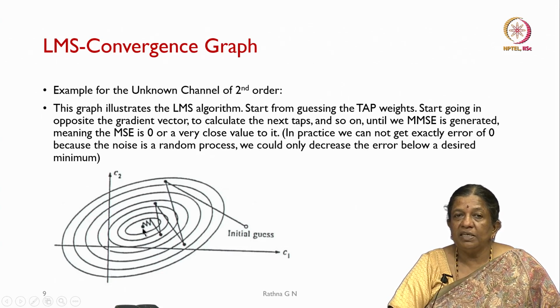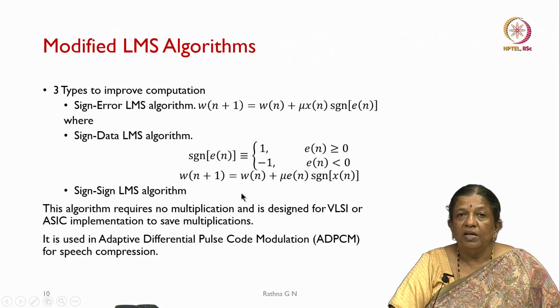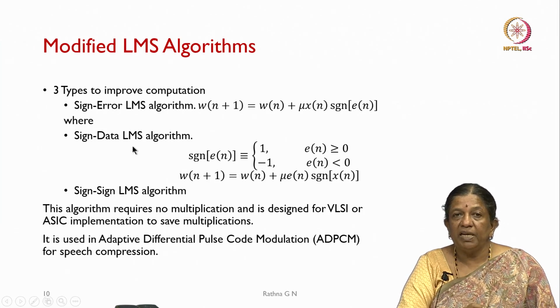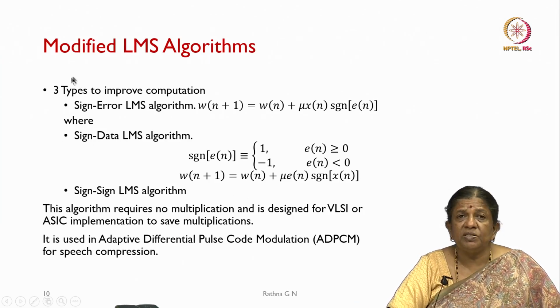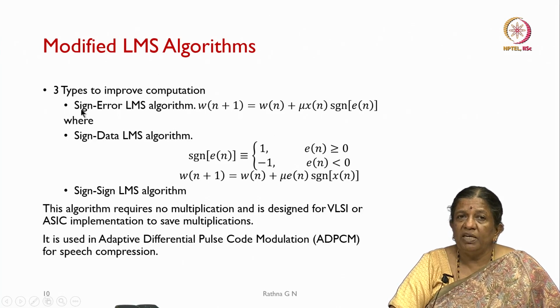As we know, in practical situations it is not possible to achieve this. So we could only decrease the error below a desired minimum, so that we will be able to work with it. So there are different modified LMS algorithms to reduce our computation time. There are 3 types to improve the computation. One is the sign error LMS algorithm.